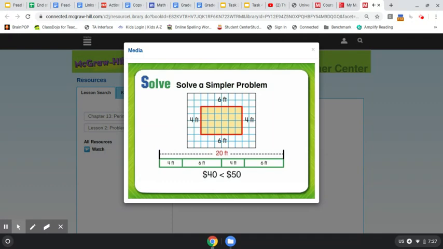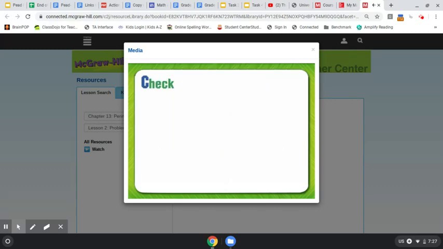$40 is less than $50. So $50 will be enough money to pay for the wood. Finally, check your answer. $40 is less than $50, so the answer is correct.